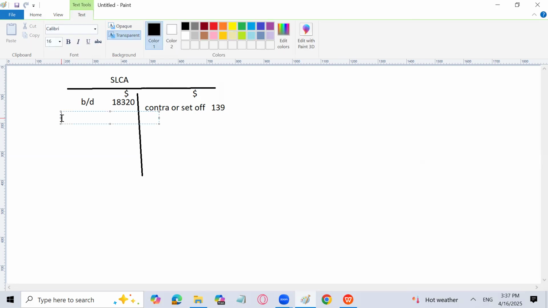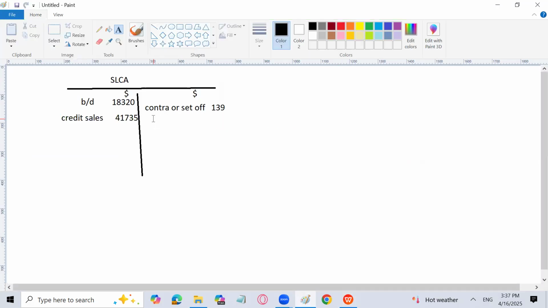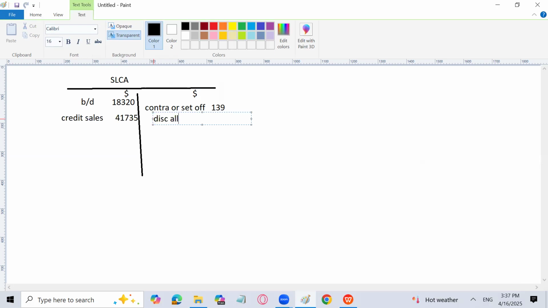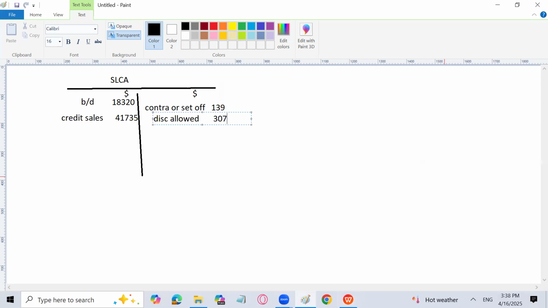Here I will write credit sales 41735. Next is discount allowed, 3071. So discount allowed will come on the credit side. Okay, so I will write here 3071. Discount allowed will come on the credit side, that is 3071.